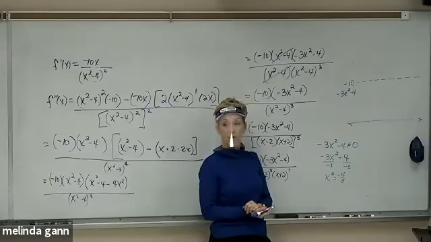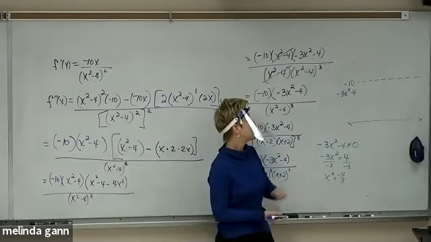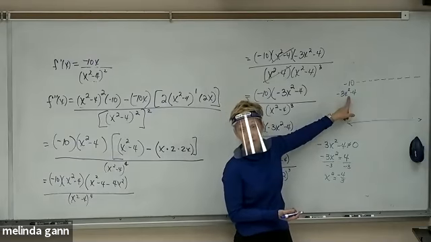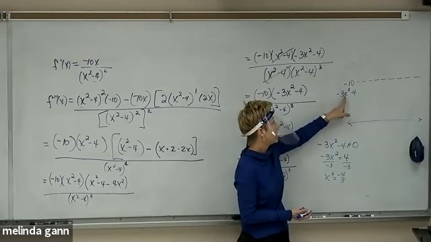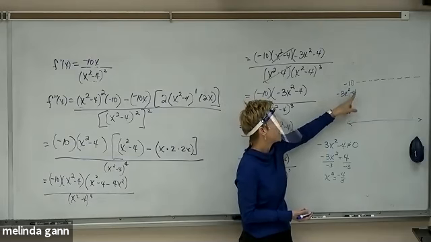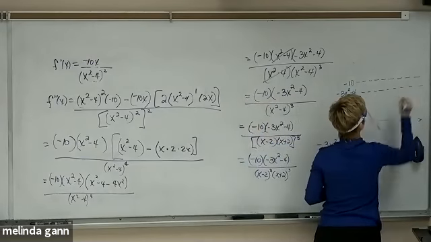How do I decide whether it's positive all the way across or negative all the way across? Stick a number in and see. What's the easiest number to stick in for x that you can think of? 0. Okay, 0 squared is 0, negative 3 times that is 0. What's 0 minus 4 going to give me? So this thing is negative all the time.